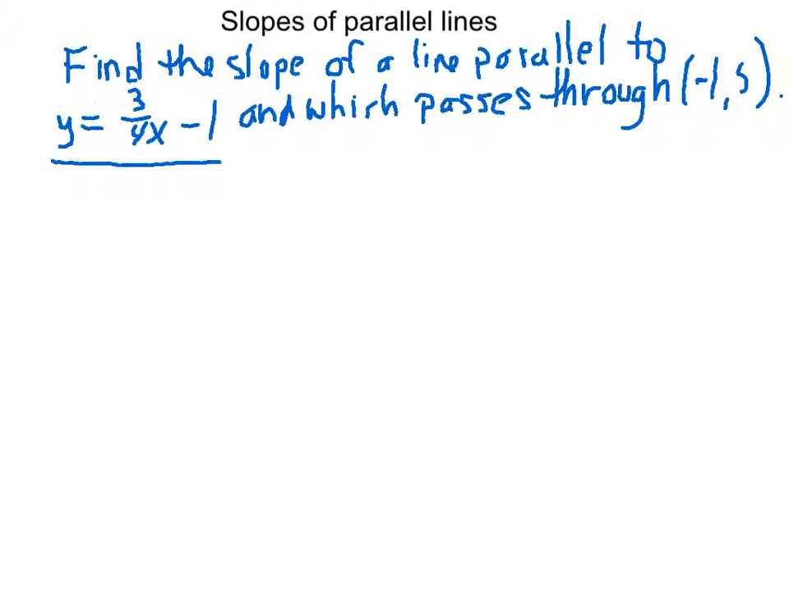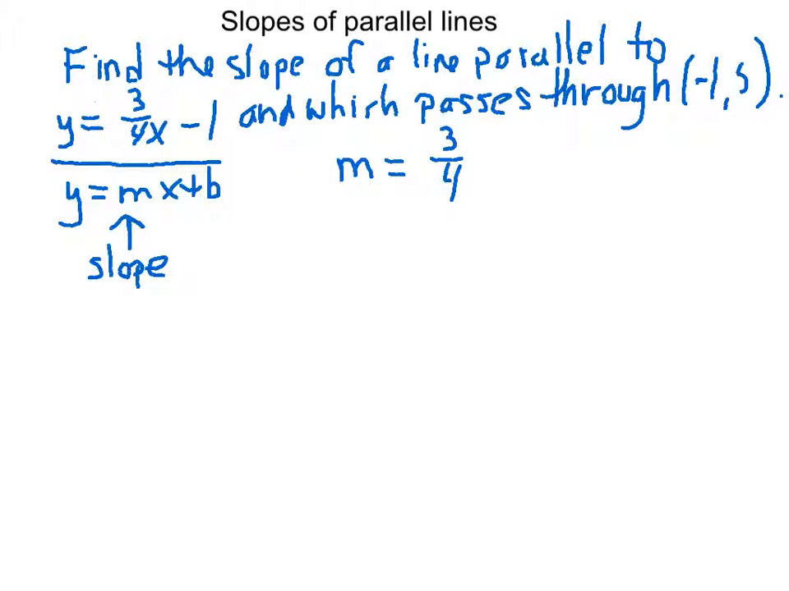Alright, hopefully you recognize that that's written in slope-intercept form, y equals mx plus b. And if you recognize that, hopefully you recognize that the m stands for slope. So if they give you the equation of the line that's parallel, and it's in slope-intercept form, just find the number in front of the x. So the slope of our new line will be 3/4, because if the lines are parallel, and this line has a slope of 3/4, the line that we're looking for also has to have a slope of 3/4.